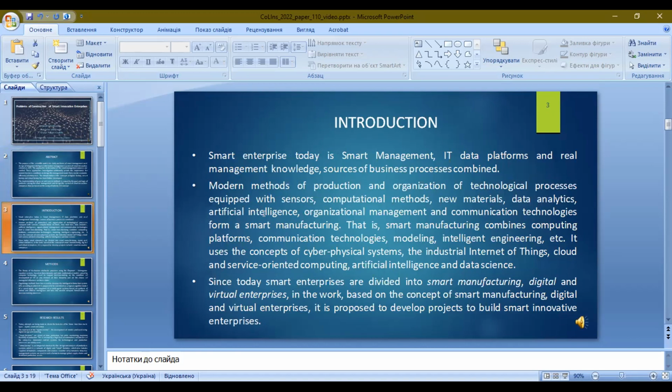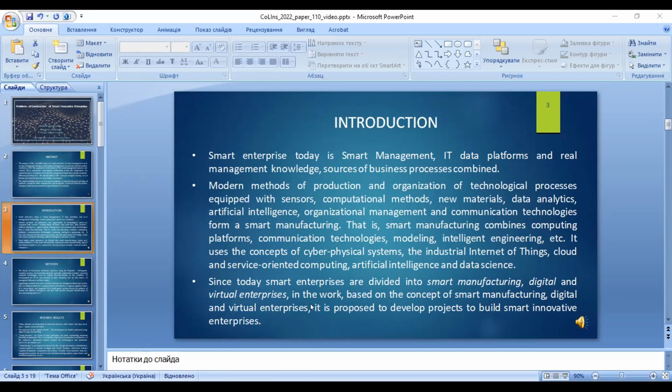Modern method of production and organization of technological process equipped with sensors, computational methods, new materials, data analysis, artificial intelligence, organizational management, and communication technologies for smart manufacturing. That is, smart manufacturing combines computing platforms, communications, technologies, modeling, intelligent engineering, etc. Today, smart enterprises are divided into smart manufacturing, digital, and virtual enterprises. In the work, based on the concept of smart manufacturing, digital and virtual enterprises, it is proposed to develop a project to build smart innovative enterprises.